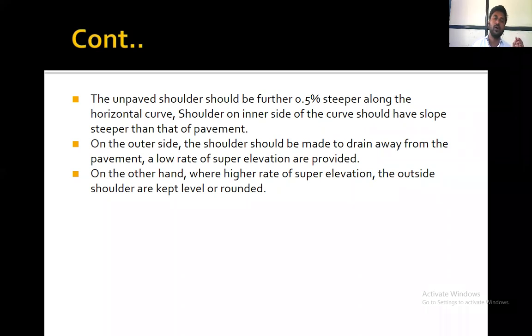Because mostly the shoulders are unpaved, made of soil or aggregates, boulders, etc. If water has a chance to get retained on the shoulder, it will easily penetrate into the shoulder and ultimately travel towards the base course and subbase course. So this is the only motto for providing a steeper slope to the shoulders: to drain out the water quickly from the shoulder.